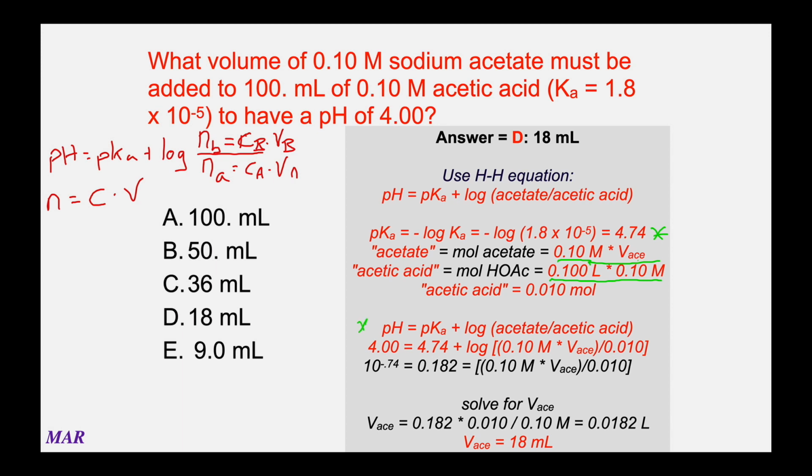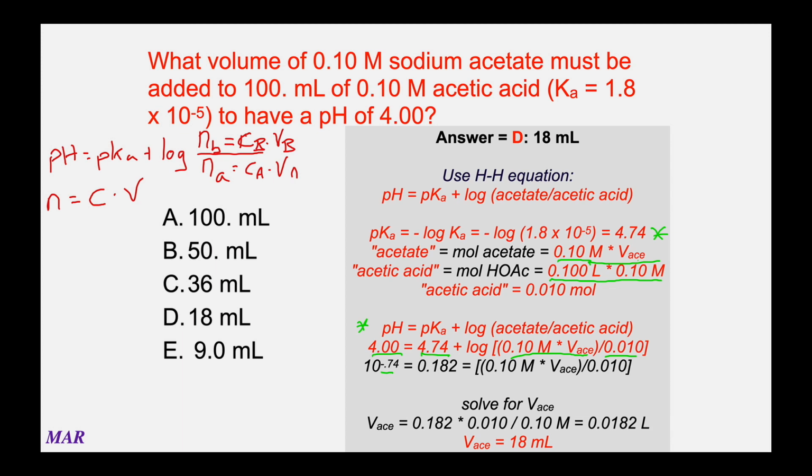So then Henderson-Hasselbalch, pH equals pKa plus log base over acid. Well, here's the pH 4, here's the pKa we calculated, plus log base over acid. Here's the concentration times the volume, and here's the moles of the acid in the bottom. So I'm basically trying to solve for the volume of the base. So the first thing you do is you go 4.00 minus 4.74, and that comes out to be minus 0.74, and that equals log of 0.10 times V divided by 0.010.